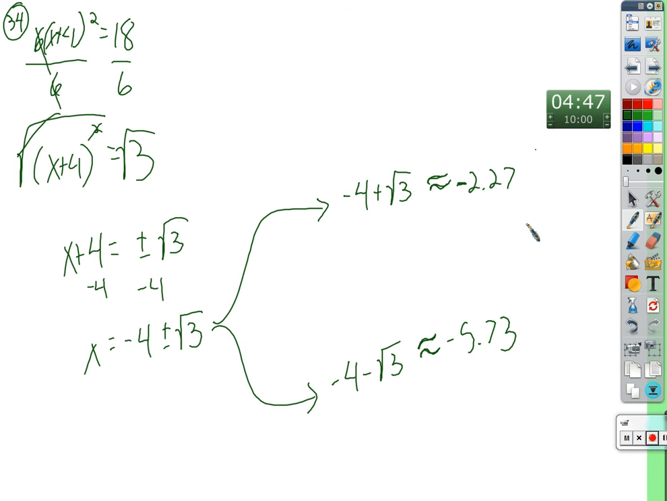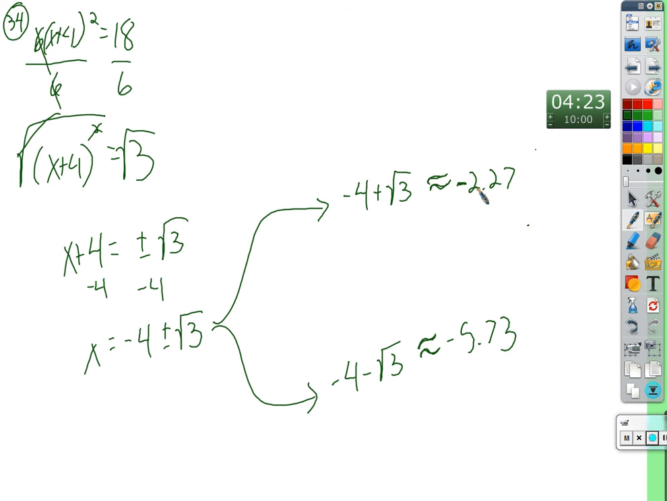Is that Ethan? You had a question? Yeah. So instead of writing the square root of 3, we actually wrote the decimal? Yeah. So on your paper it says negative 4 plus 1.7 something? Yeah. Well, if it looks like that, then I go ahead and add them together and then write the final result.